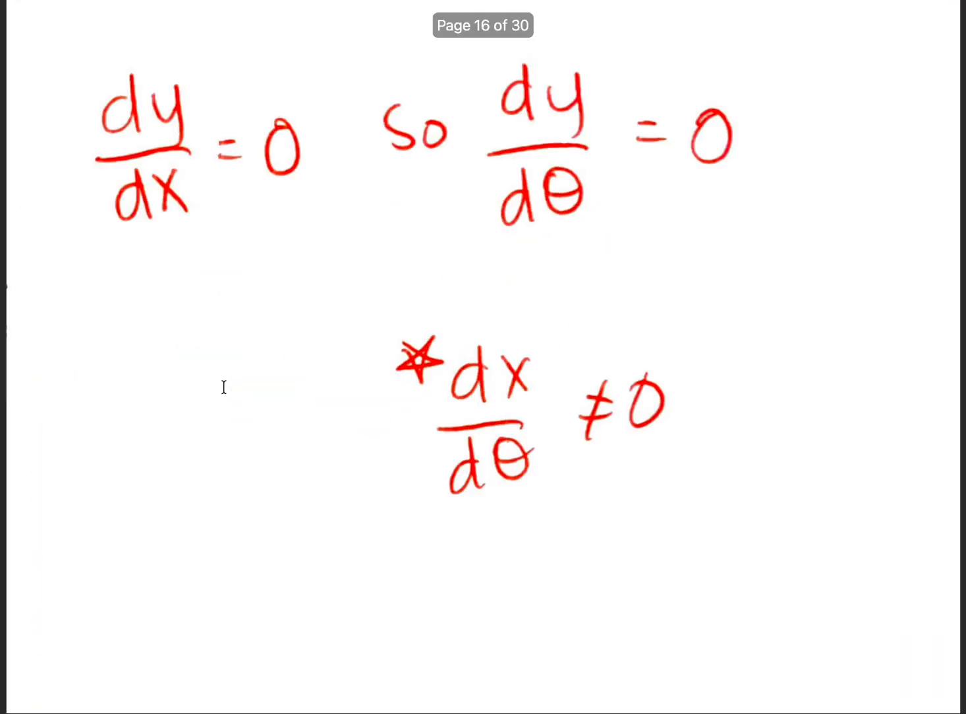Horizontal tangent. Remember, dy/dx is going to be equal to 0 when there is a horizontal tangent. Therefore, dy/dtheta is equal to 0. And remember that dx/dtheta cannot be equal to 0 at the same time. Otherwise, it will just be undefined.